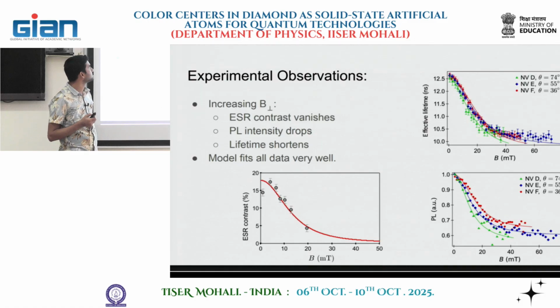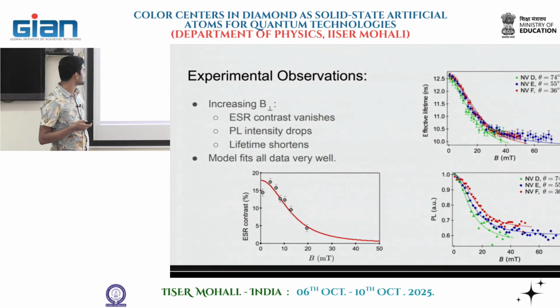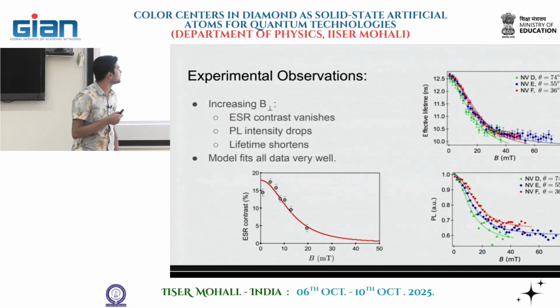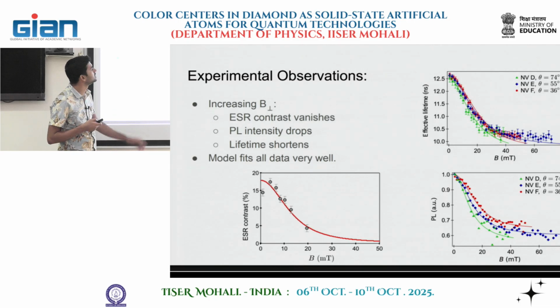The experimental observations: we are just presenting here some of the data discussed in the paper, and some of the data which supports our claim of how we are measuring the magnetic field using this method. The ESR contrast, you can see here, vanishes with increasing magnetic field. The effective lifetime also decreases with the magnetic field. It also has some dependence on angle, which you can see in the graph. The same is the case for the photoluminescence with increasing magnetic field and changing angles.